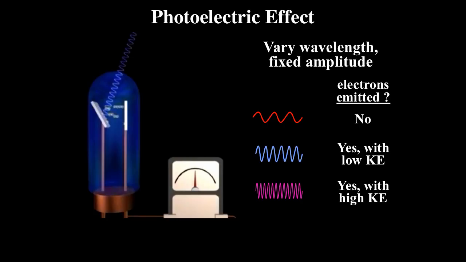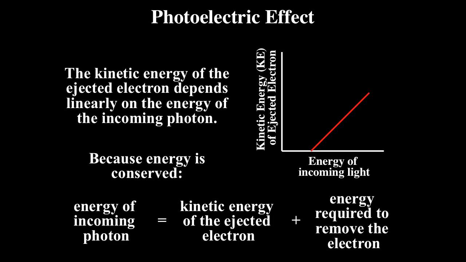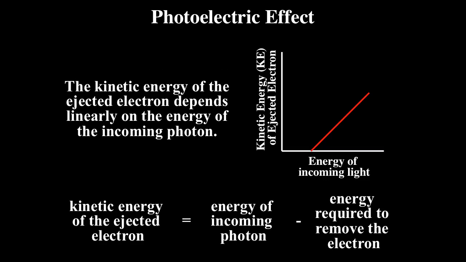And so to explain this experiment, you have to treat light as particles, as photons. And so the kinetic energy of the ejected electron depends linearly on the energy of the incoming photon. Thinking about conservation of energy, the energy of the incoming photon is going to be equal to the kinetic energy of the ejected electron plus the energy required to remove the electron. And now if we just subtract the energy required to remove the electron, we get that the kinetic energy of the ejected electron is equal to the energy of the incoming photon minus the energy required to remove the electron. The energy required to remove the electron is typically called a work function, and it actually depends on what type of metal you're looking at.